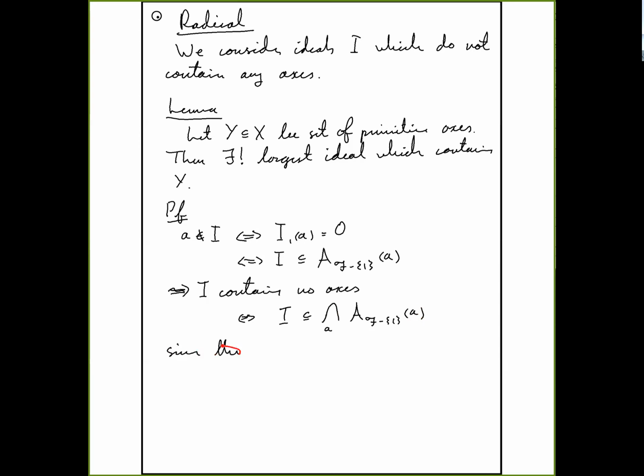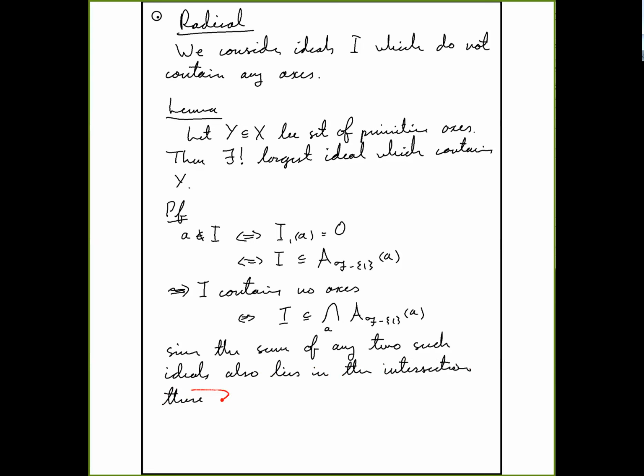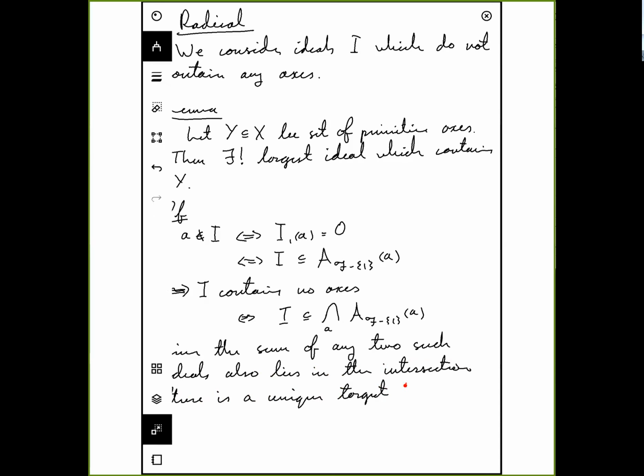Since the sum of any two ideals, or any two such ideals, also lies in the intersection, there is a unique largest such ideal. And that's exactly what we want.